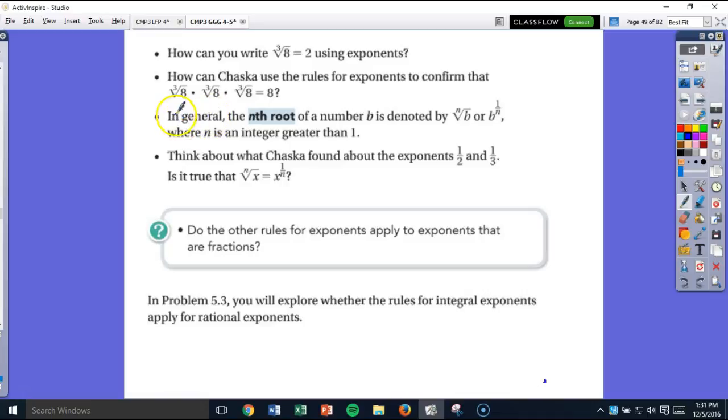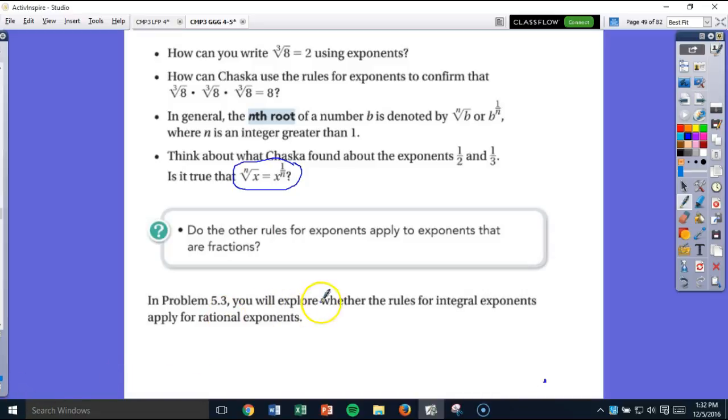So if we skip down to, in general, the nth root of a number b, this is just any number b, the nth root of that is denoted by the nth root of b, or b to the 1 over n. So we want to think about what Chaska found about with the 1/2 and 1/3. Is this then true? The nth root of x equals x to the 1 over n? Yes, it is true. Then we need to figure out, do the other rules for exponents apply to exponents that are fractions?